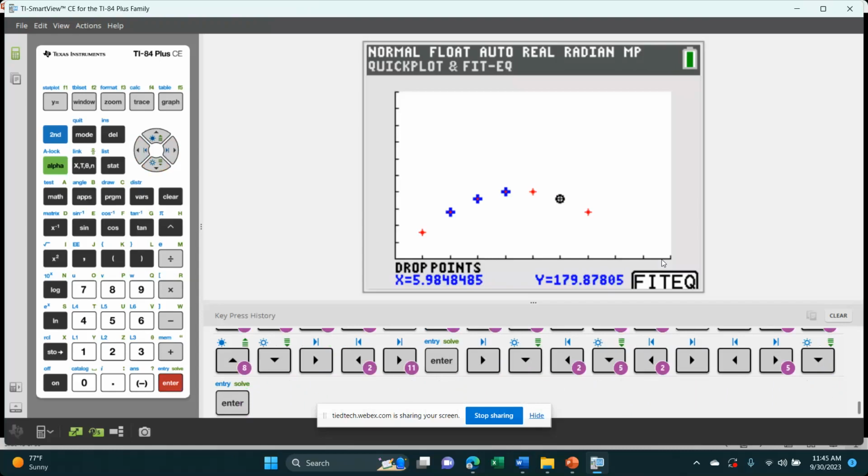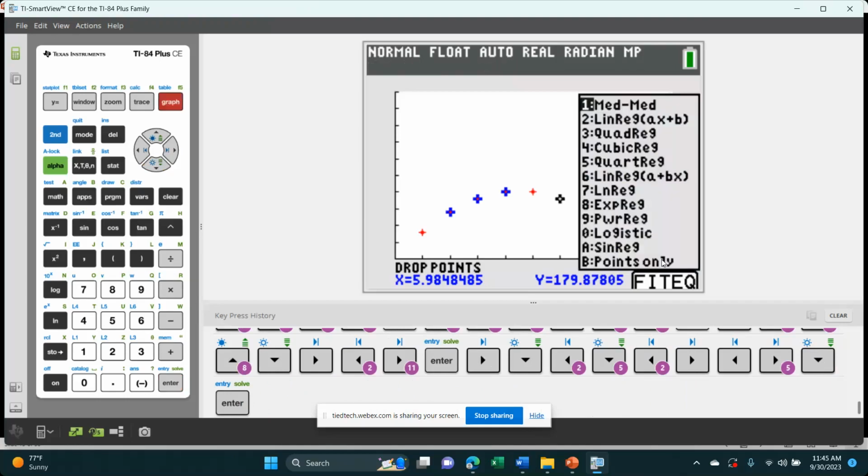Okay, and you'll notice here, when it was linear, we wanted 3 instead of just 2 because we had to make sure. But you'll notice here on my screen, the fit EQ is a menu item. In the bottom right corner of my screen, the fit EQ has to be controlled with the graph button.